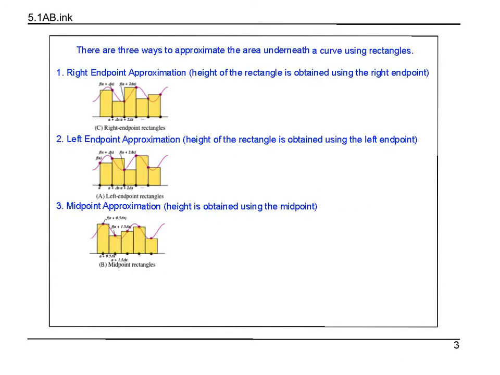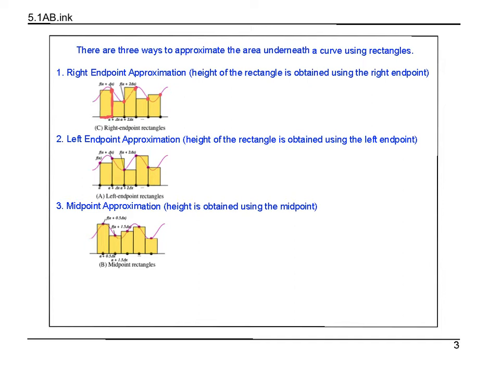Okay, so there's 3 ways to approximate the area under the curve using rectangles. We have right endpoint approximation, where the height of the rectangle is obtained using the right endpoint. So at this point right here is where we would take the y coordinate, which is the height of the graph, and we would have the delta x, which is the base of the rectangle. And if we multiply those two together, that would give us the area of a singular rectangle. And you can see in this approximation, all of our rectangles are created using the right corner as the height.